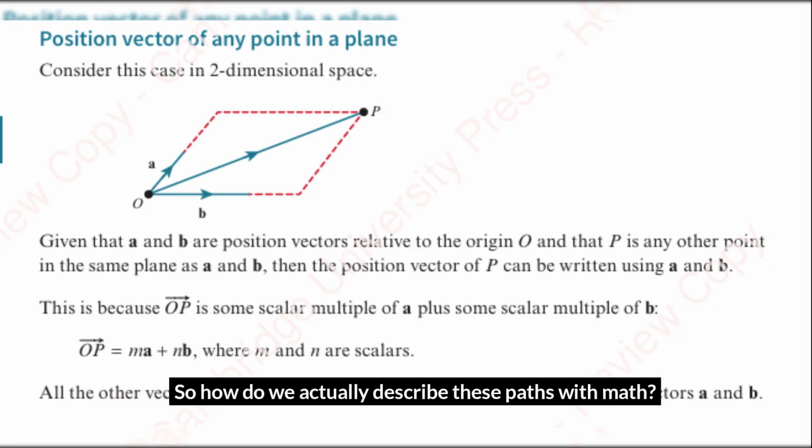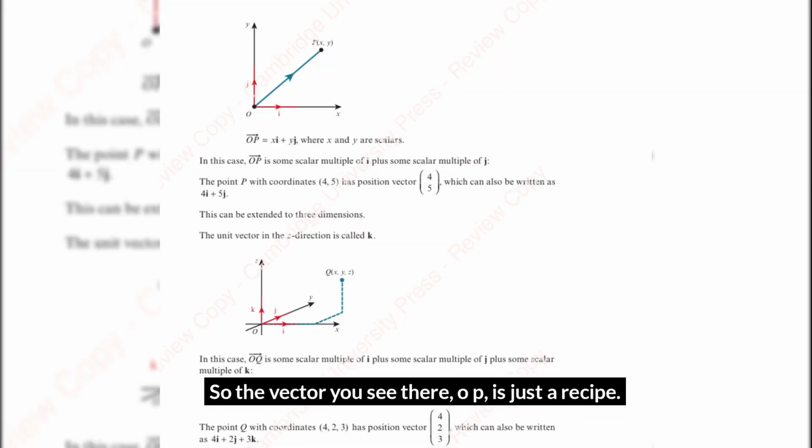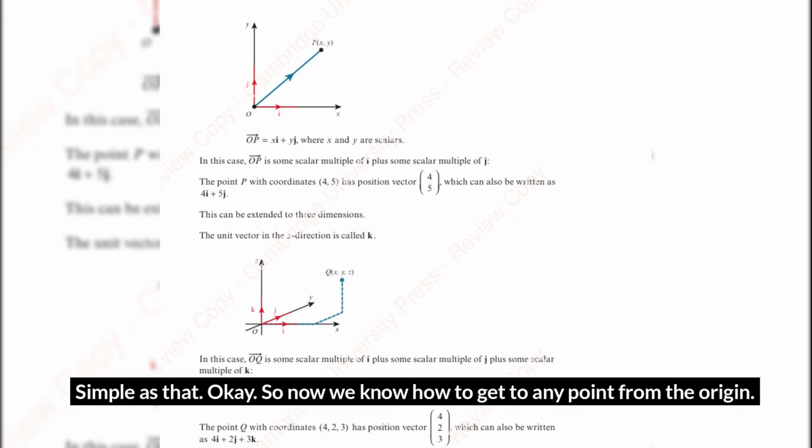So how do we actually describe these paths with math? Well, we use these standard unit vectors. i for the x direction, j for the y direction, and k for the z direction. So the vector you see there, OP, is just a recipe. Go this far in the x direction, this far in the y, and this far in the z. Simple as that.